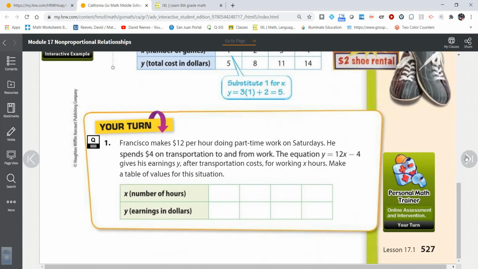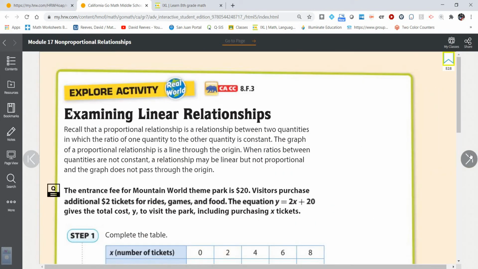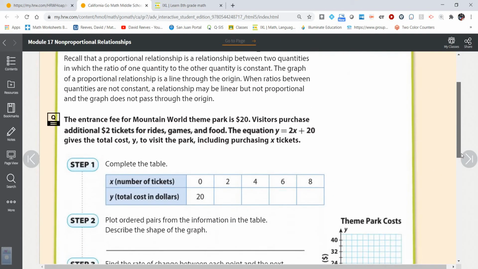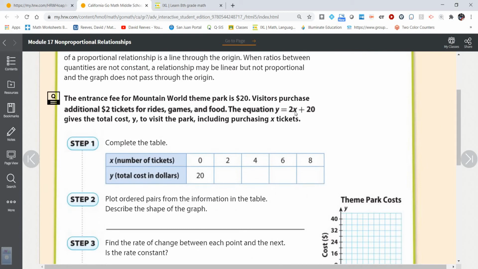Okay? Let's skip over and take a look at another one here. So here we have the equation y equals 2x plus 20.